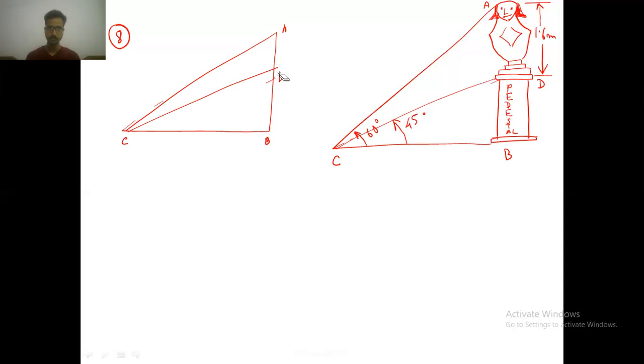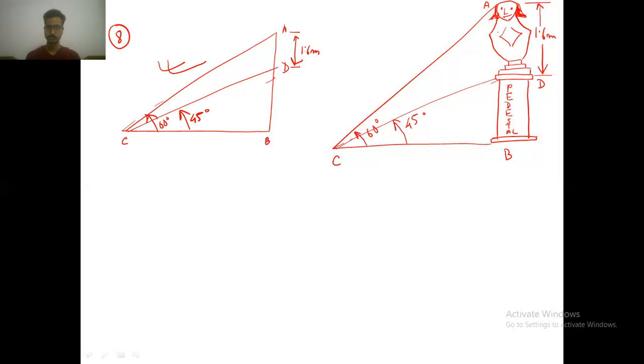So in your exam, you don't need to draw this figure. I am drawing this for your understanding. Now this angle is 60 degrees, and this angle is 45 degrees. That means BD is the pedestal, AD is the statue, and this length is given as 1.6 meters. This is the pedestal. So in the exam, you have to draw this figure.